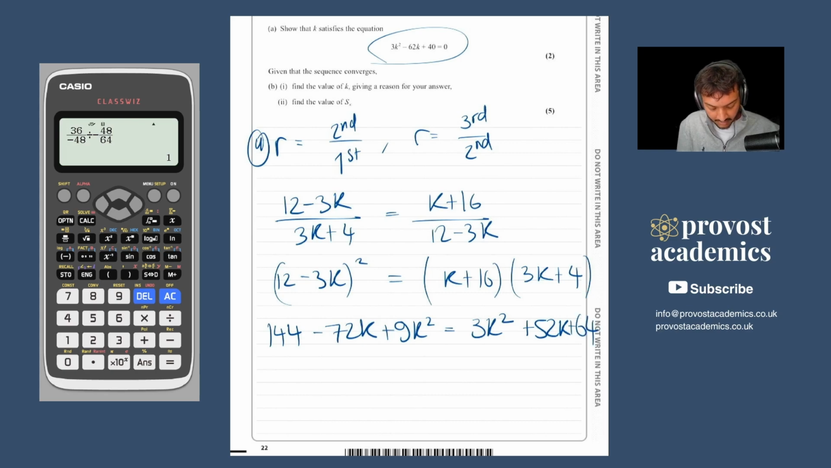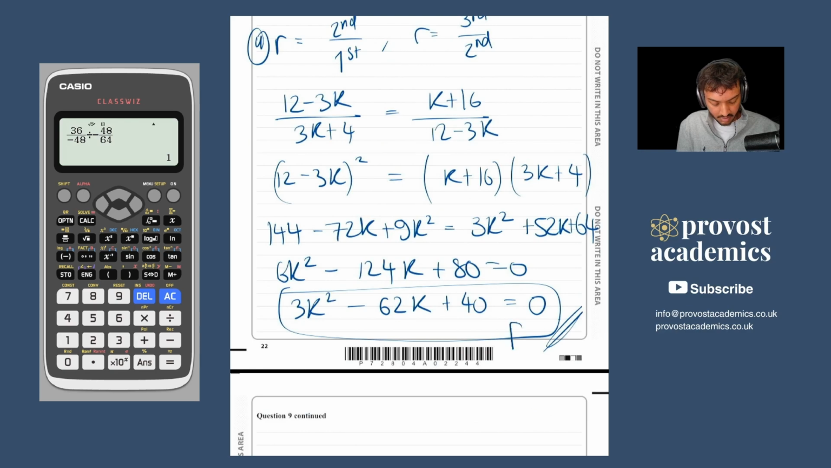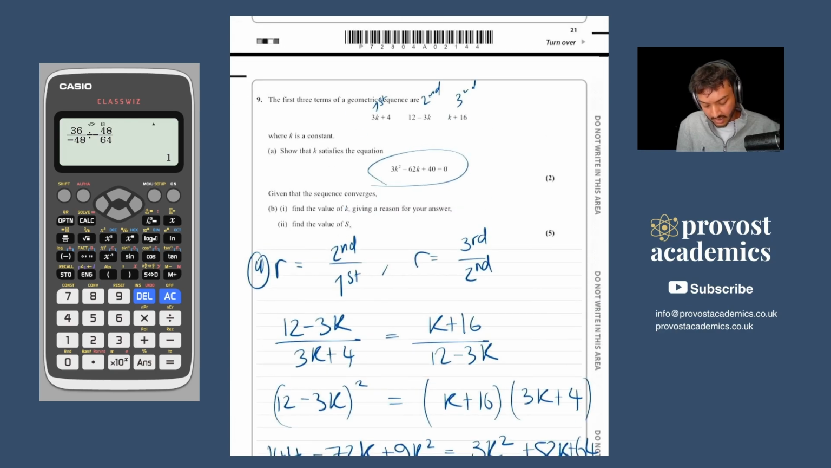Let's simplify everything. I get 6k squared minus 124k plus 80 equals 0. Now I can divide everything by 2 to give me 3k squared minus 62k plus 40 equals 0, and that's exactly what I wanted. So I'm just going to say QED. Cool. Part B says given that the sequence converges, find the value of k.